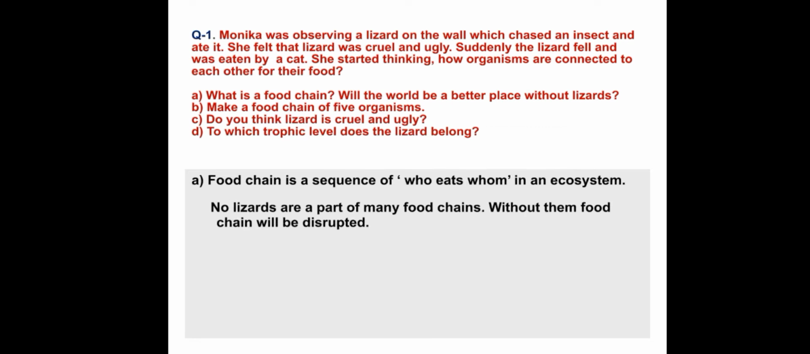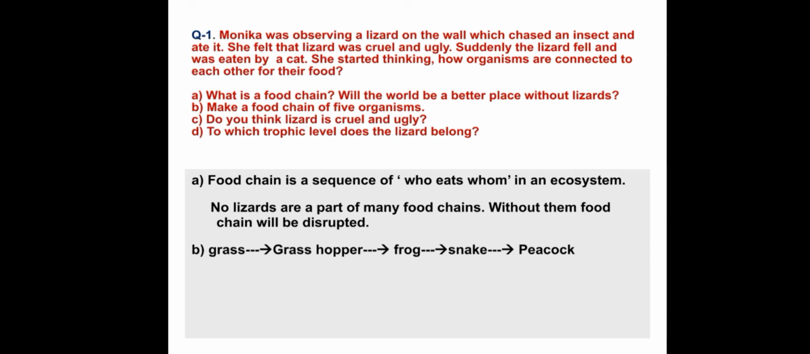In the first question, there are 2 subdivisions. 2 questions are there. What is a food chain? Food chain is a sequence of who eats whom in an ecosystem. Another question is there. Will the world be a better place without lizards? No. Lizards are a part of many food chains. Without them, these food chains will be disrupted.